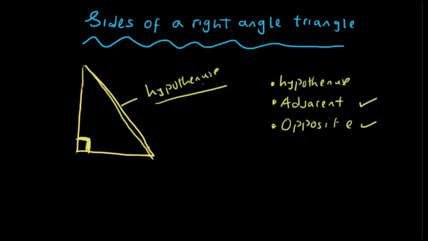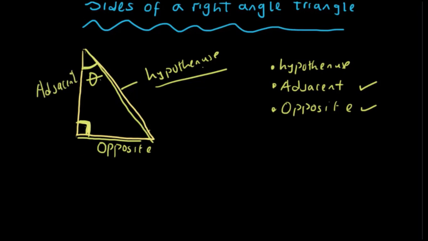Now, look at this. If the angle given is here, let's call this angle theta. The opposite is the side facing the angle. So this becomes the opposite, and this side becomes the adjacent. Do you understand?